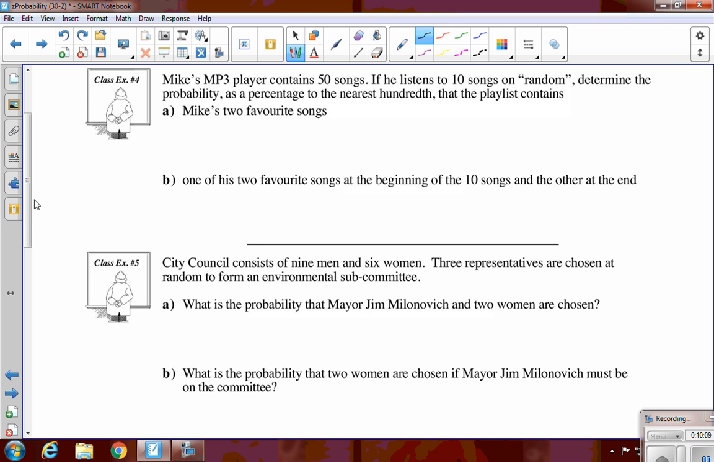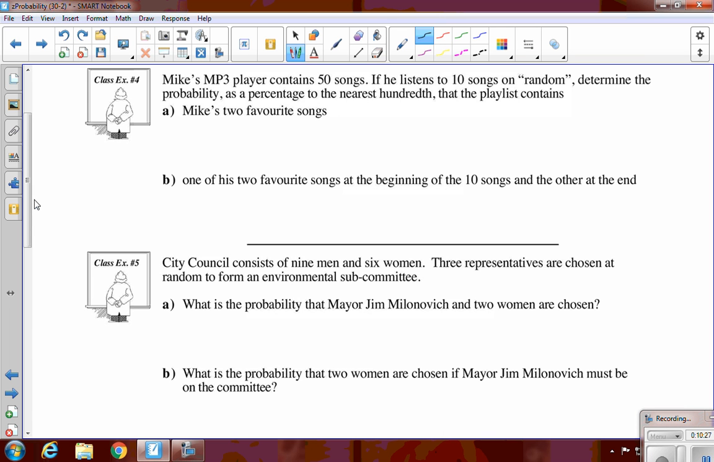Yeah. Mike's MP3 player contains 50 songs. If he listens to 10 songs on random, determine the probability. Then it says as a percentage. No big deal. If you can find the probability, you can convert to percent. To the nearest hundredth that the playlist contains Mike's 2 favorite songs.